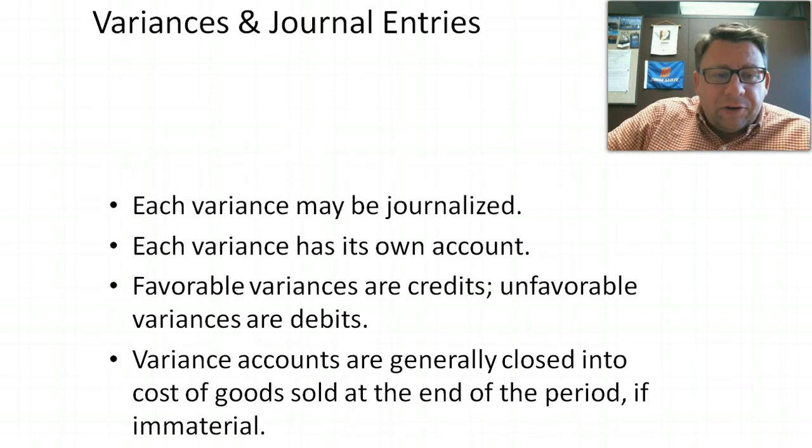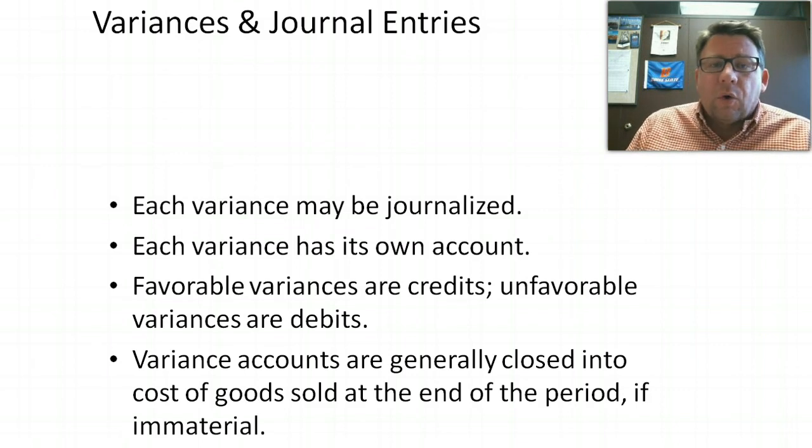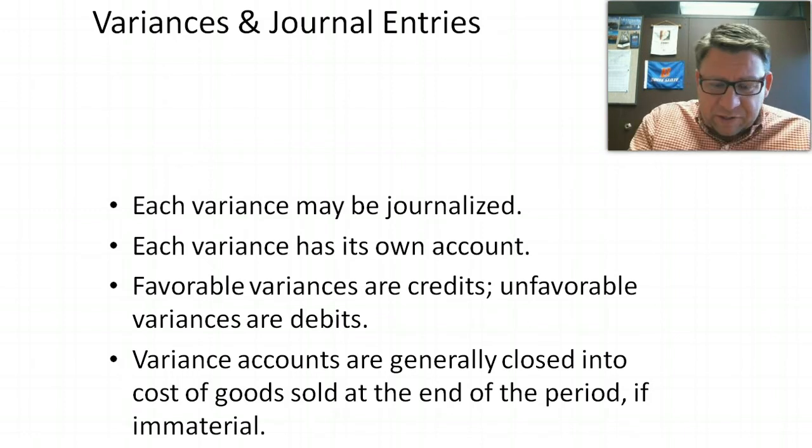Let's think about journal entries. Each variance can be journalized, and each variance would have its own account. Favorable variances are credits. So think about it. If favorable variances increase operating income, then that must mean that they're like revenues or gains. And so they're going to have credit balances. Unfavorable variances decrease operating income. So they're going to be like expenses and losses, and so they're going to have debits. And variances are closed out to cost of goods sold at the end of the period.